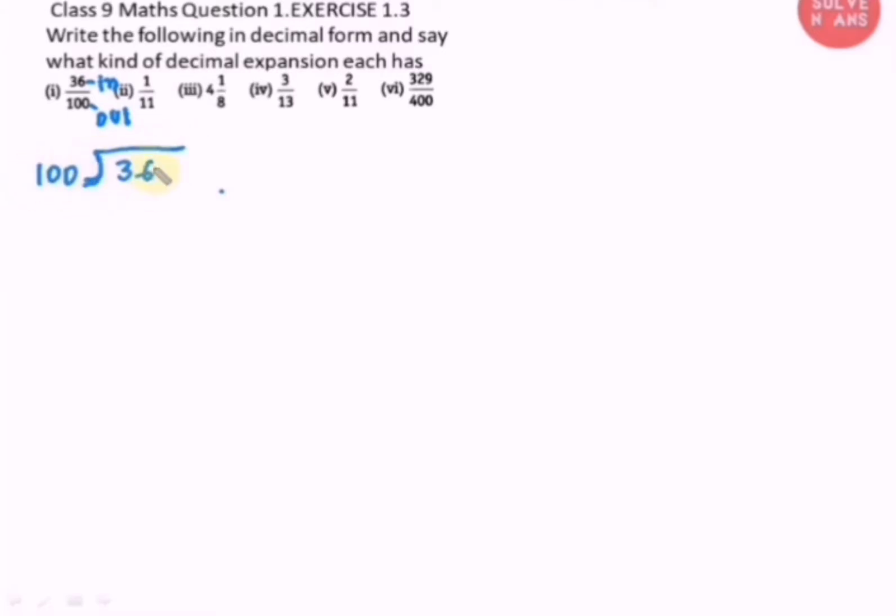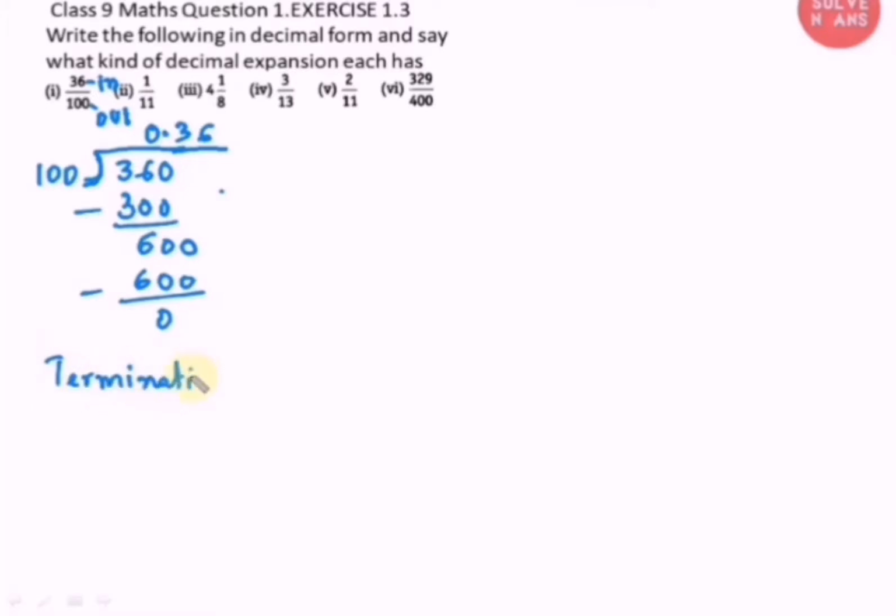Okay, then see this number is smaller than the divisor, so what you're doing is you take a point and make it 360, add a 0 over here, then 100, 3 becomes 300, 60, and because you have taken a point here you can take one more 0, then 100 6 is 600, then you get the remainder 0. So now you cannot further divide. The division has been stopped. It has been terminated. So you say this is terminating. So the decimal expansion over here is terminating.